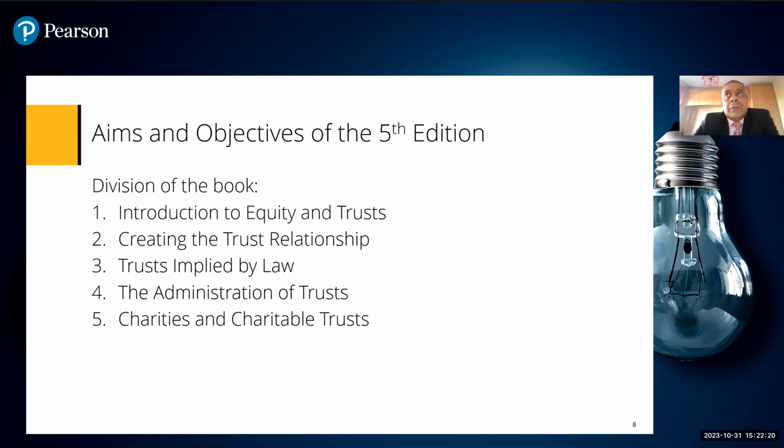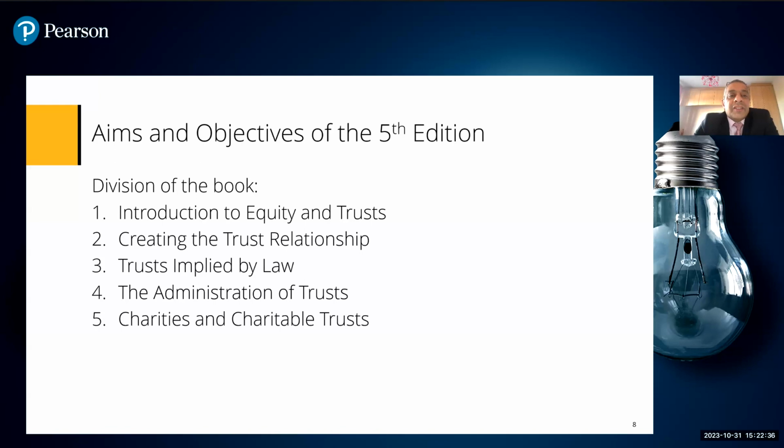But again, what we attempt to do in this part of the book is to look at the theoretical basis for the implication. Why is the law implying a trust? Why is the law implying a constructive trust? And what is that process of implication?